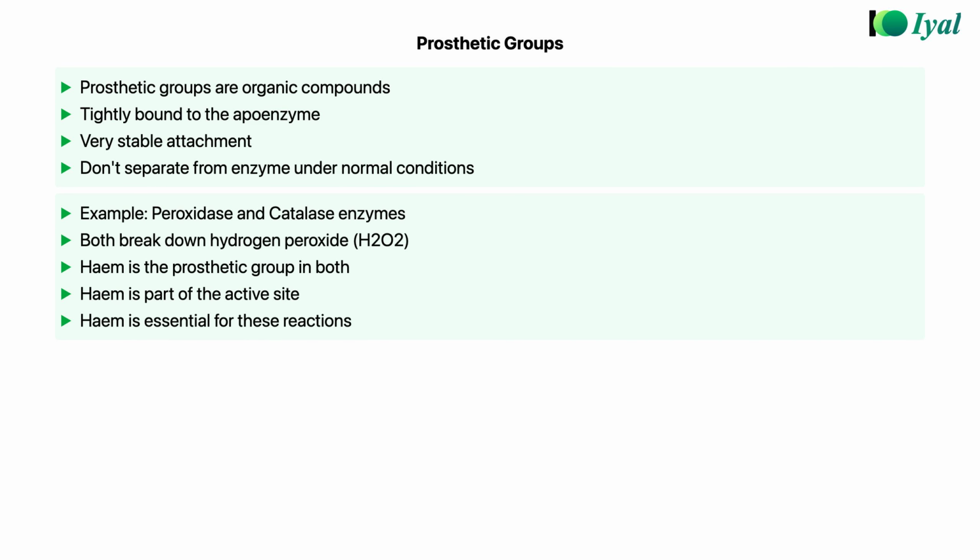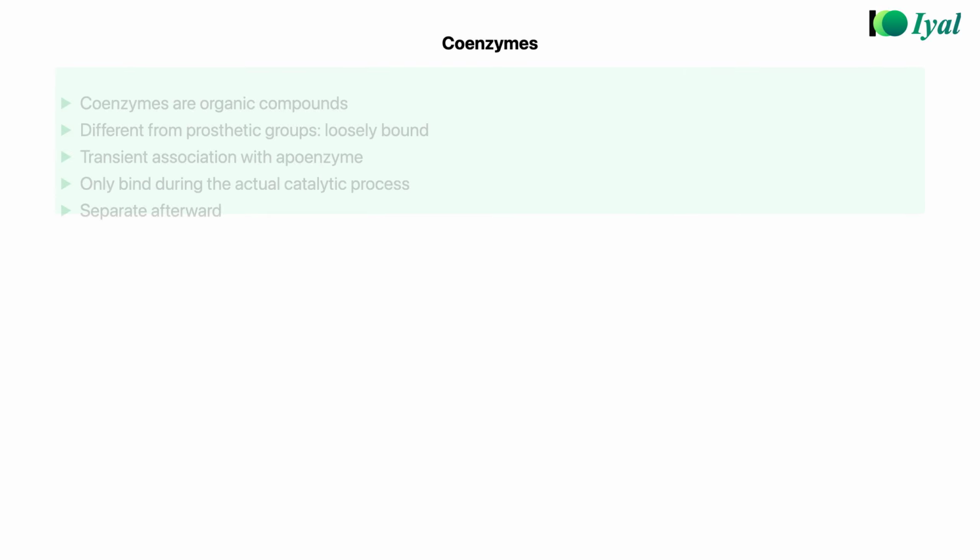Perfect example, the enzymes peroxidase and catalase both break down hydrogen peroxide into water and oxygen. Both use heme as their prosthetic group. Heme is actually part of the active site. It's crucial for catalyzing the reaction. The enzyme doesn't work without its heme.